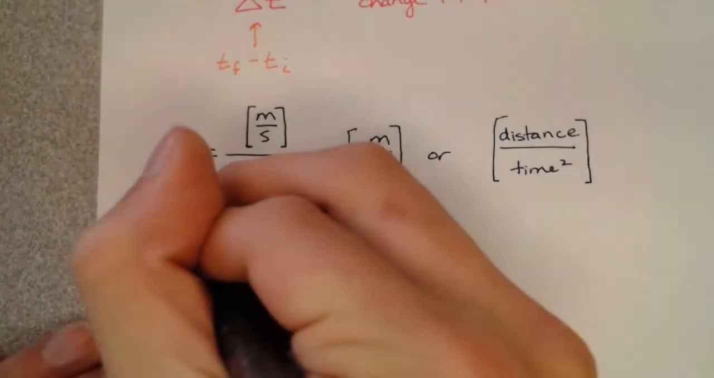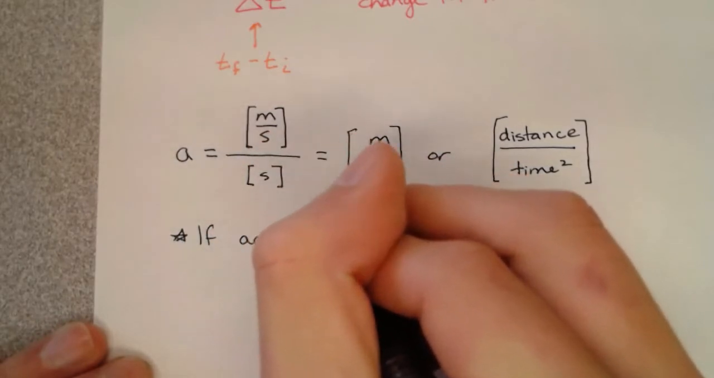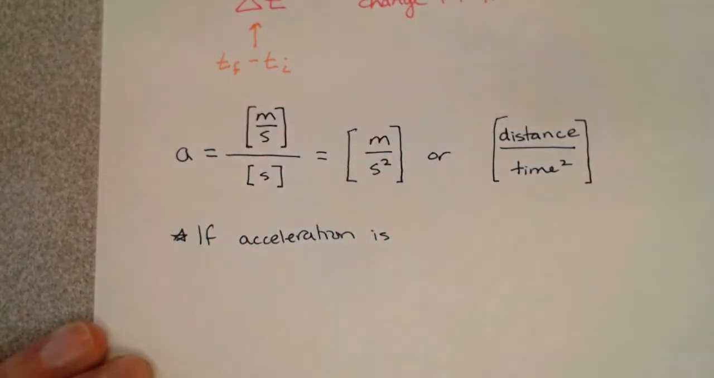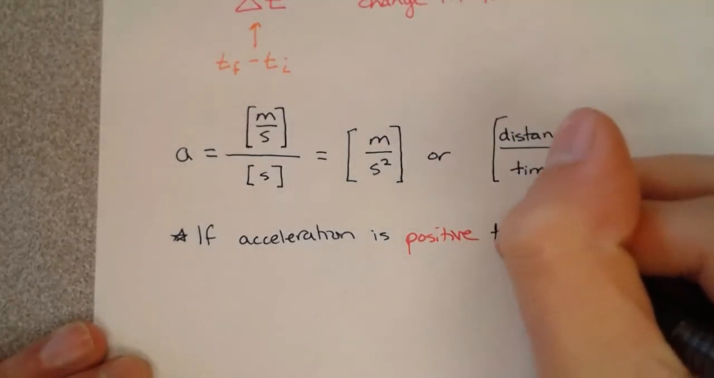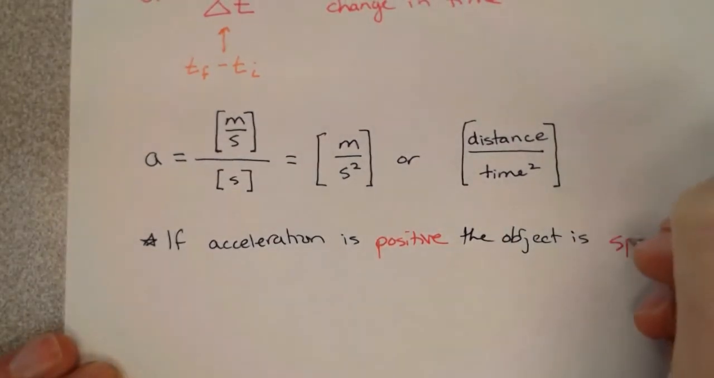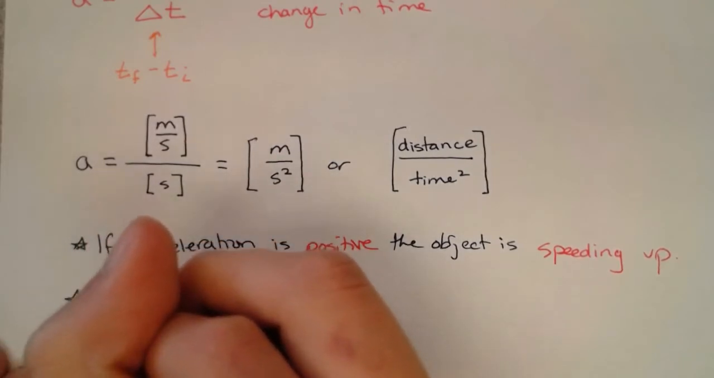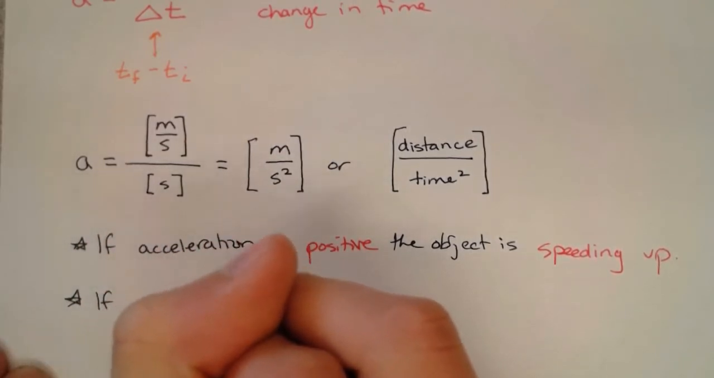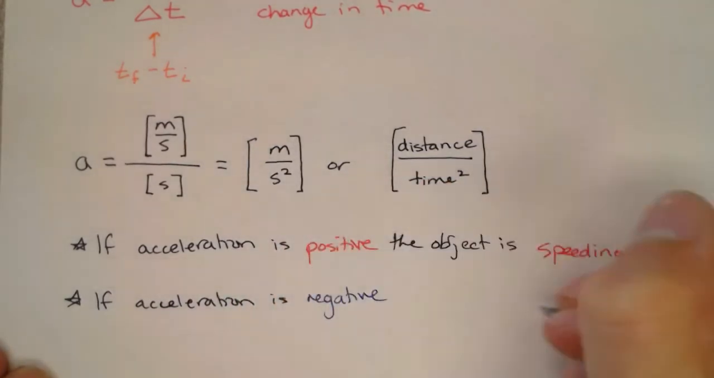Now, if our acceleration is positive, then we have something that is speeding up. Now, if acceleration is negative, bet you can guess it, we have an object that is slowing down. The object is slowing down.